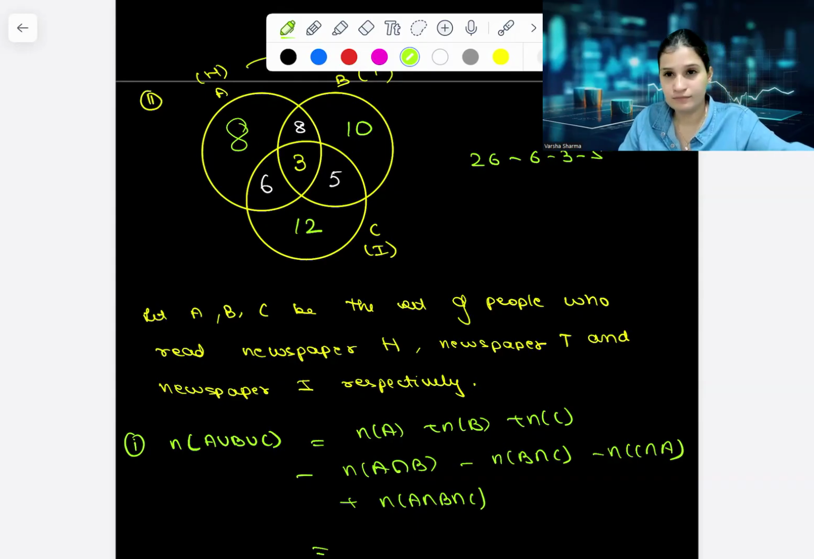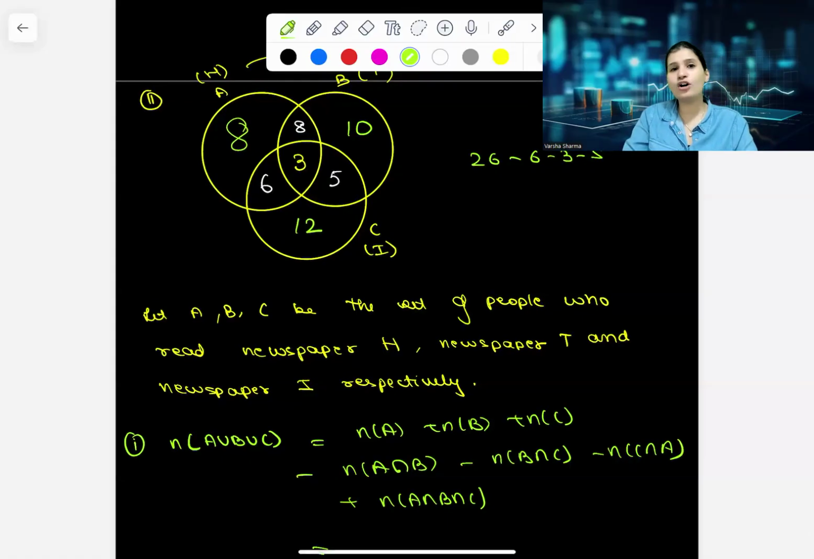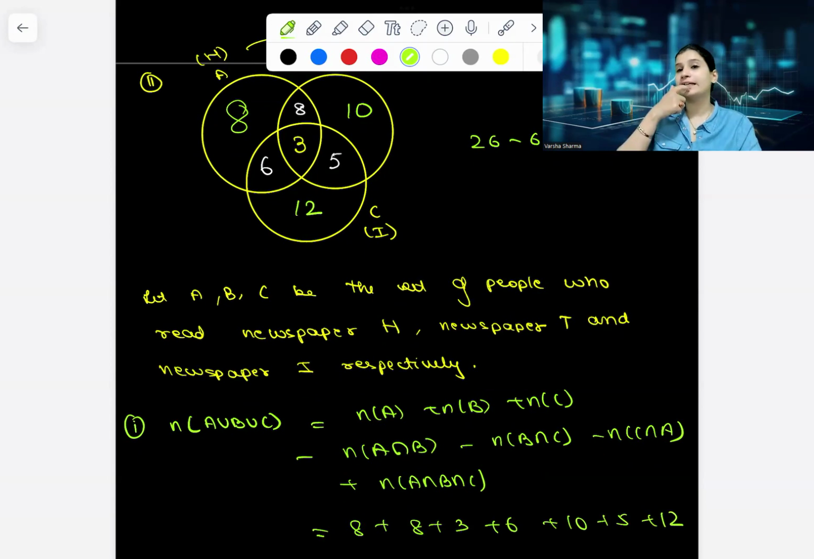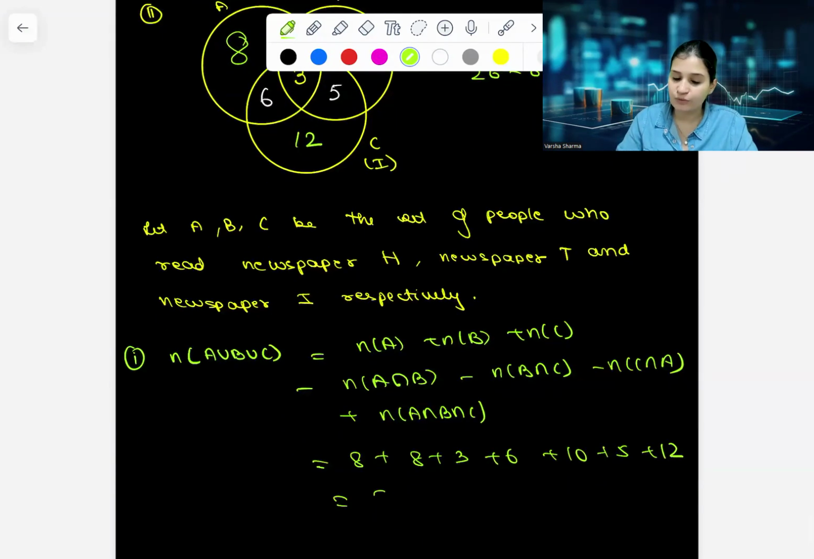Okay. 8 plus 8 plus 3 plus 6 plus 12 plus 5 plus 10 is 52. Add all the numbers that are written in the circle: 8, 8, 3, 6, 10, 5, 12. If you add all the numbers that are written within the circle, we get 52.